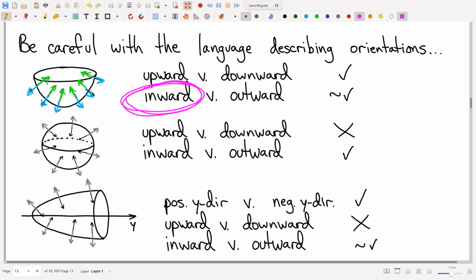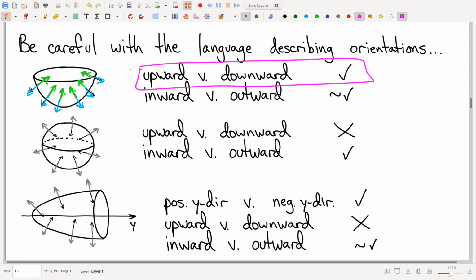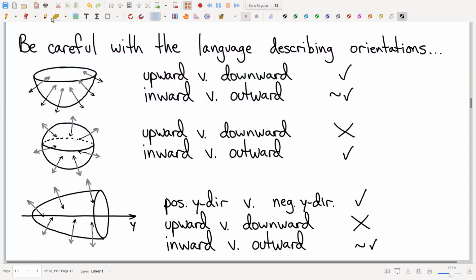Does that make sense? Okay. Now if you say inward versus outward, I would kind of know what you mean, I guess. But this is clearly an inferior choice, and I advise against it when there's a perfectly, clearly much better option right here to distinguish these orientations. Now, on the other hand, I am not saying that those are the only words to use. It depends very much on your surface.